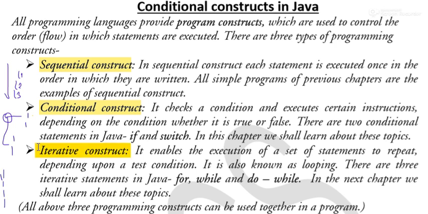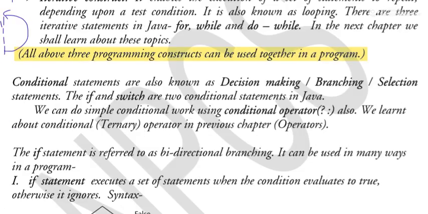In iterative construct, a set of statements is executed again and again till the condition is true. This is known as looping also. In a program, we can use any or all of the three constructs. In this chapter, we have to learn about conditional construct.